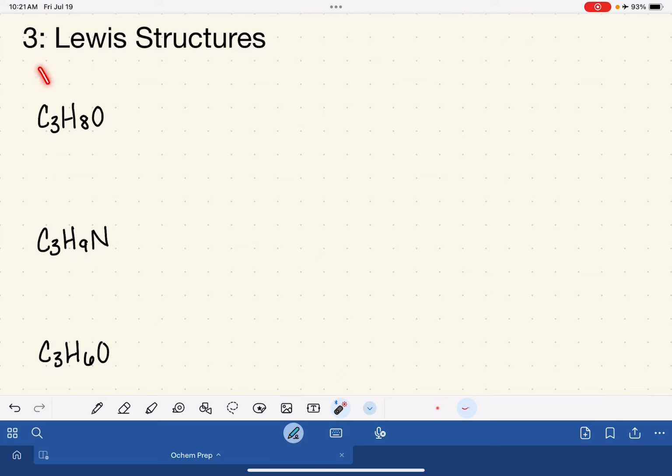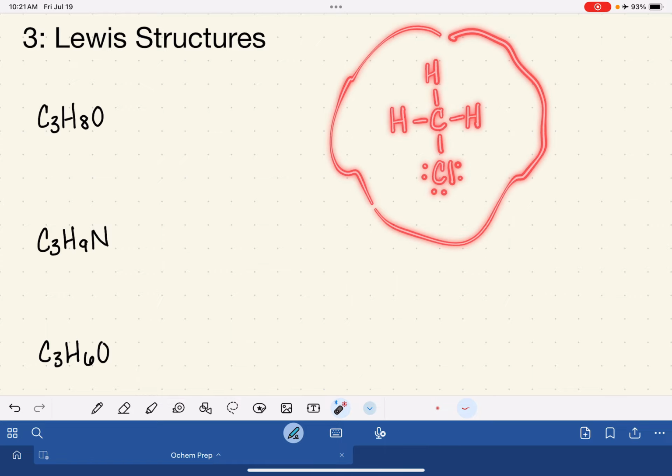This video is part 3 of my videos designed to help you get ready for organic chemistry, and in this video I'm going to be reviewing Lewis structures. In general chemistry, you learned how to draw Lewis structures for molecules. They look something like this. They're just two-dimensional representations of molecules that show all of the atoms, all of the bonds, and all of the lone pairs. And in general chemistry, you learned a set of steps or rules that you had to follow to come up with the Lewis structure for a molecule.